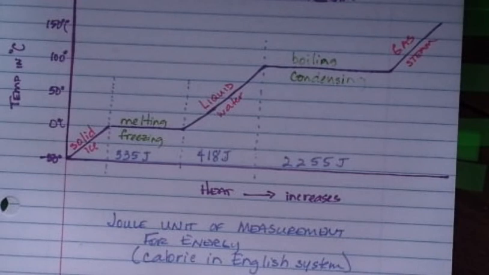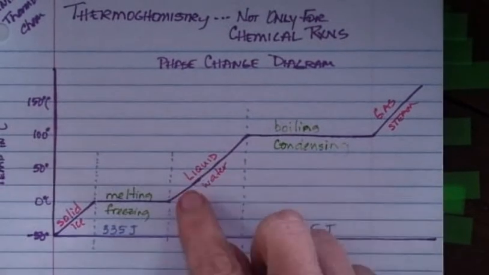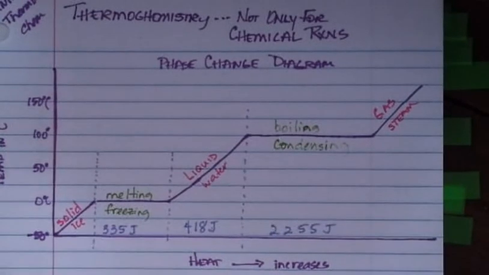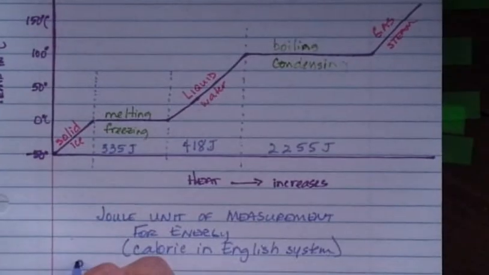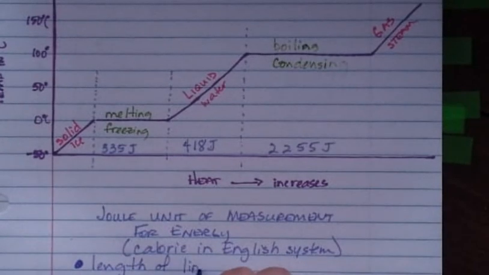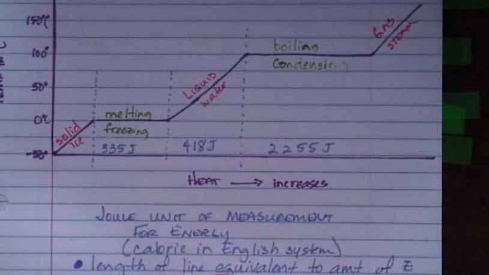Okay, so when we see this phase change diagram, again, here it's in the solid form, here's in the liquid form, here's in the gas form. As it changes phase, the temperature stops changing. Now, the length of the line is equivalent to the amount of energy that's needed to change phase. Again, change phase, change state, same thing.